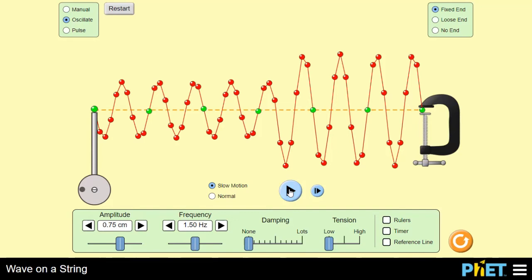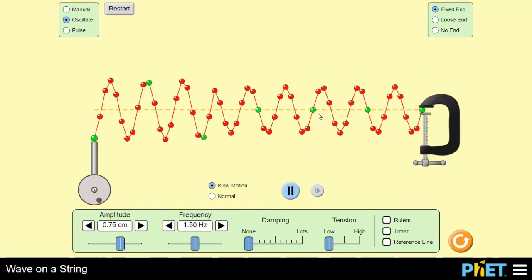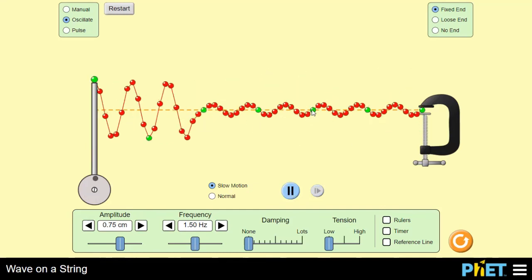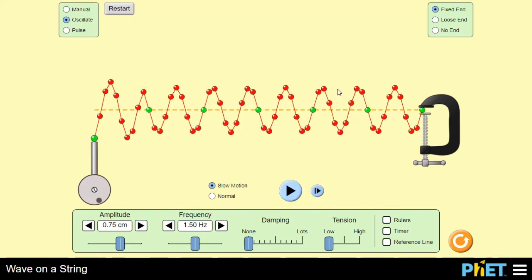Okay, let me start this simulation again. Okay, you see, this green particle doesn't move while others are moving. Okay, does everyone understand? Okay, that's all for this session. I just would like to show you how standing or stationary waves are produced. Hopefully you understand.